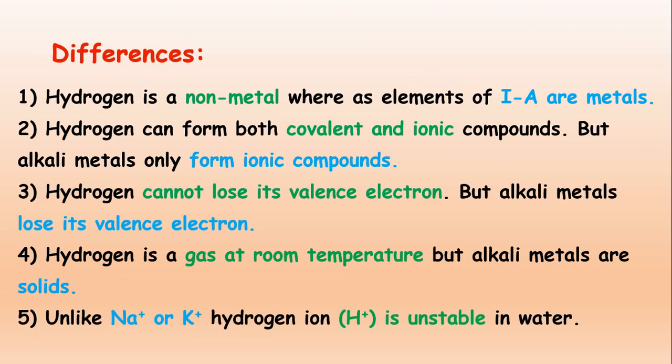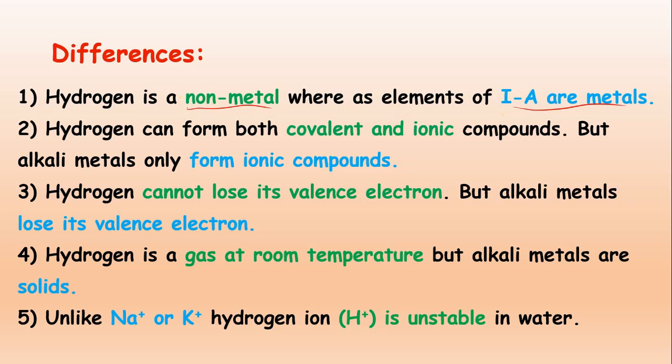Now the main point is the differences. What are the differences when we compare hydrogen with the first A group elements, alkali metals? Hydrogen is a non-metal, whereas the first A group elements are all metals. This is difference number one.